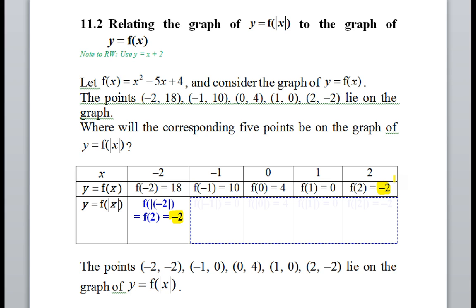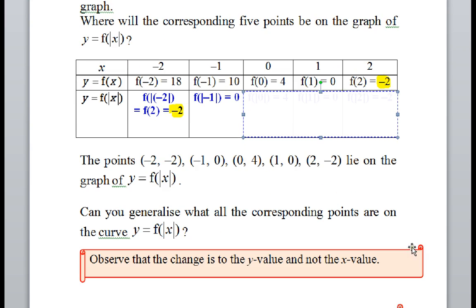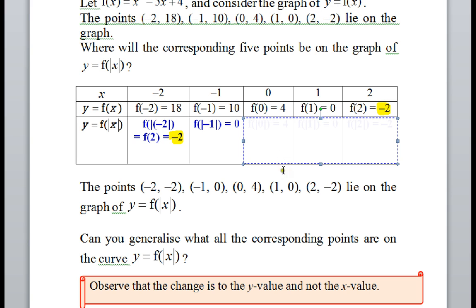So similarly, if I substitute x equals negative 1, f(negative 1) is 10. What if I substitute negative 1 here into the mod? I'll get f(1). What is f(1)? It's 0. But you would notice that whatever you get, 0, whether you mod 0 or don't mod 0, is the same. So f, this one you will get 4.